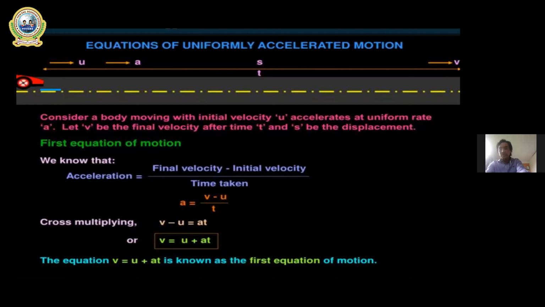This language is compulsory. You have to consider the meaning of the symbols, the symbols' denotation. Let small v be the final velocity after time t, with small t as the time and small s as the displacement. So you have all the symbols which represent different quantities: u for initial velocity, a for acceleration, v for final velocity, t for time, and s for displacement.